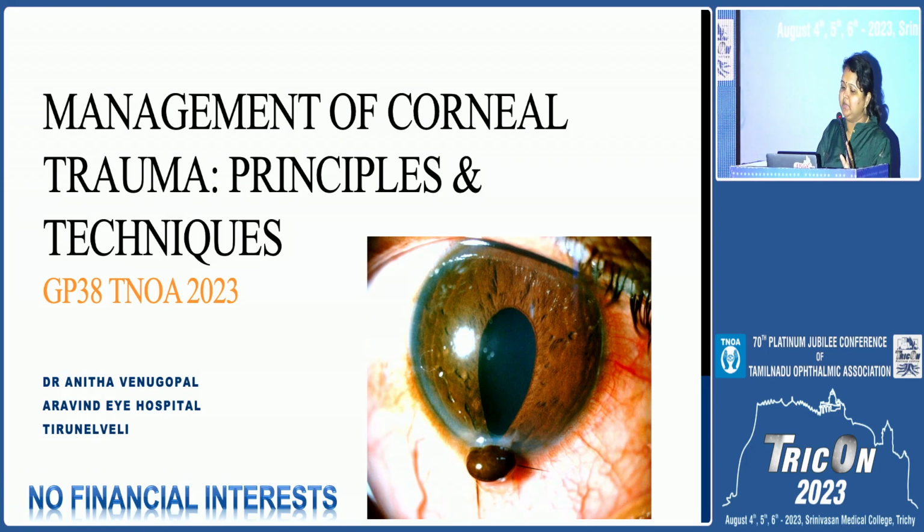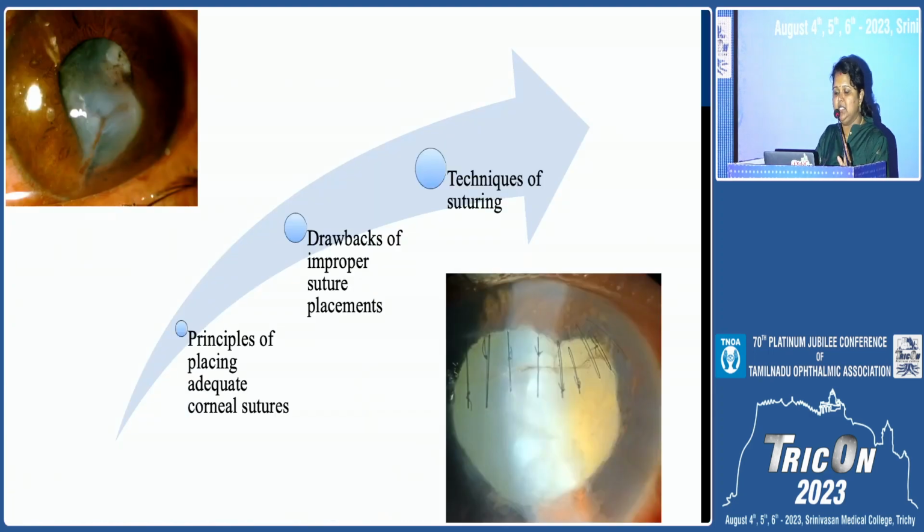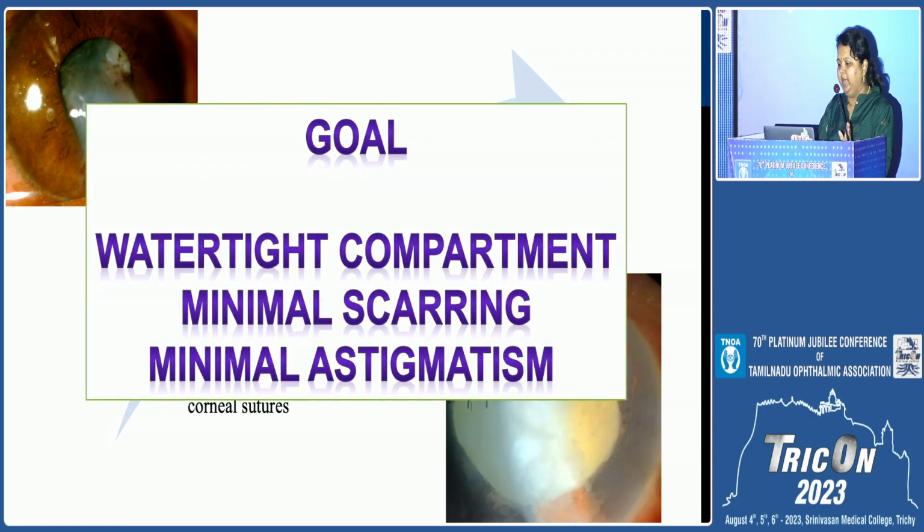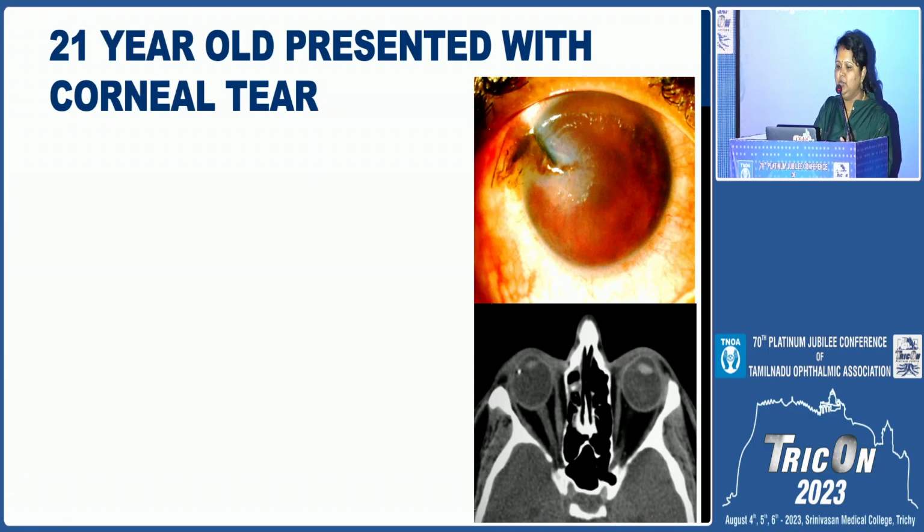My title for today's presentation is Management of Corneal Trauma, Principles and Techniques. Corneal trauma constitutes about 3% of the emergency visits in our day-to-day clinics. In this presentation, I will be referring to the principles of placing adequate sutures, drawbacks of improper suture placements, and technique of suturing. The goal of any wound repair is to obtain a watertight compartment with minimal scarring and minimal astigmatism. So let us assume a 21-year-old patient is coming to you with a corneal tear.